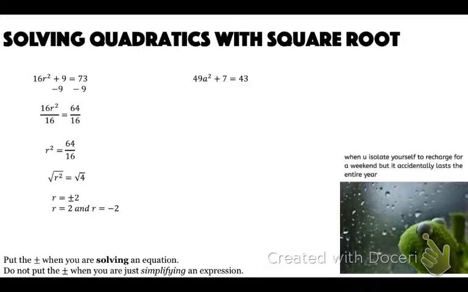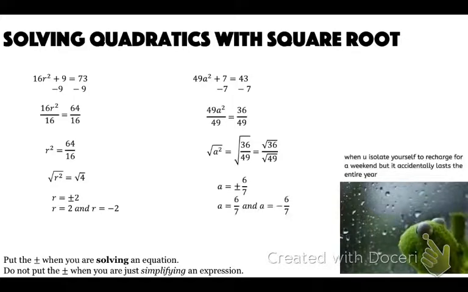So this one, we're going to subtract the 7. You get 49a squared equals 36. Divide by 49, and you get a squared equals 36 over 49. Now, 36 over 49 cannot reduce, so we're just going to square root it here. And when you square root a fraction, you can just square root the top and square root the bottom. So a equals, well, the square root of 36 is 6, and the square root of 49 is 7, so that's going to be plus or minus 6/7. So a equals 6 over 7, and a equals negative 6 over 7.